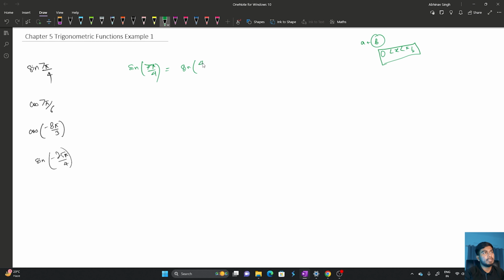So I can write it as 4 pi plus 3 pi by 4, and I get here sine pi plus 3 pi by 4. And now sine pi plus x, right? So it is pi, so in pi we write the same trigonometric function, sine x. So sine 3 pi by 4. Now what would be the sign of this? Sine pi plus theta will go into the third quadrant, and sine is negative there. So it will be minus sine 3 pi by 4.